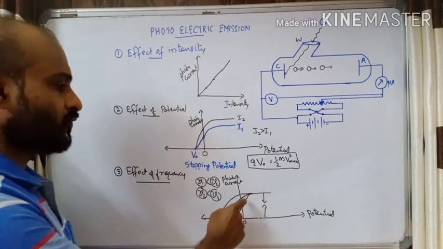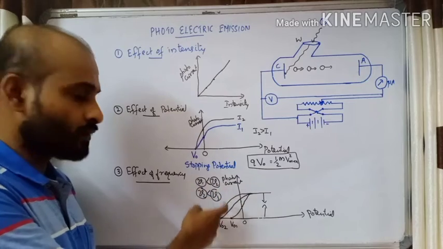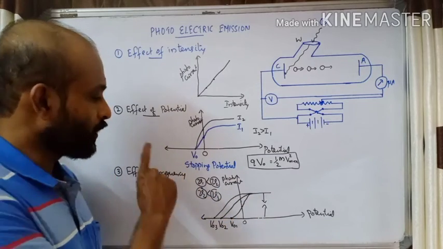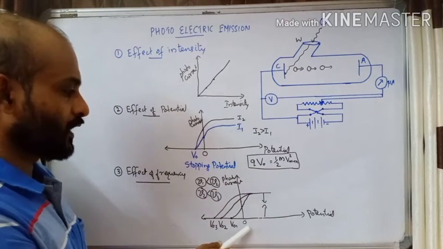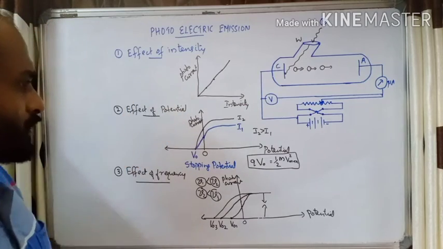But when we increase the frequency of light, we need to increase the stopping potential, because electrons of more kinetic energy will be emitted if we increase the frequency of the incident light. So we are getting a graph like this. This is the third graph. So we have three observations.